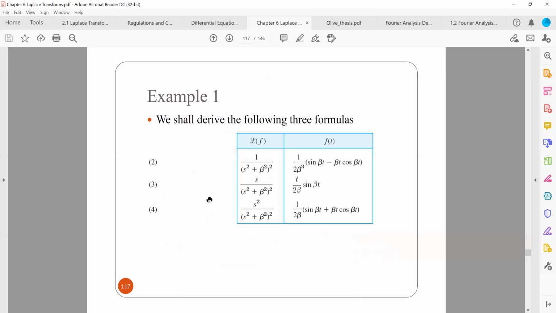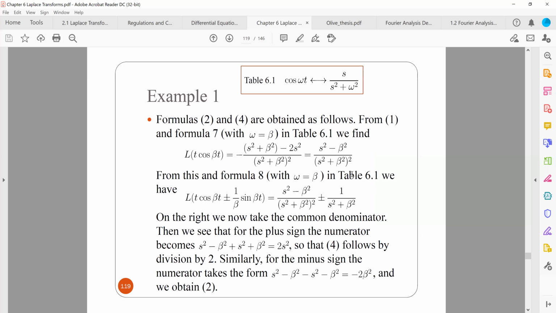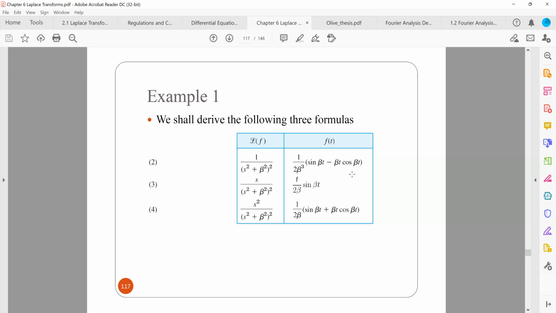No, I think it's reversed. You end up with sine beta t minus beta t cos beta t, yes. And with that beta cubed in the bottom, because you'll have divided by beta squared.